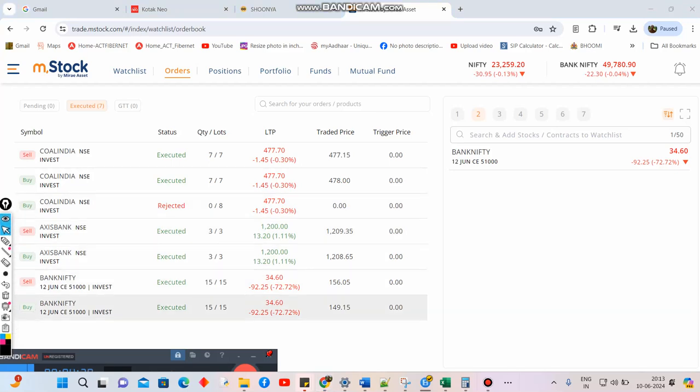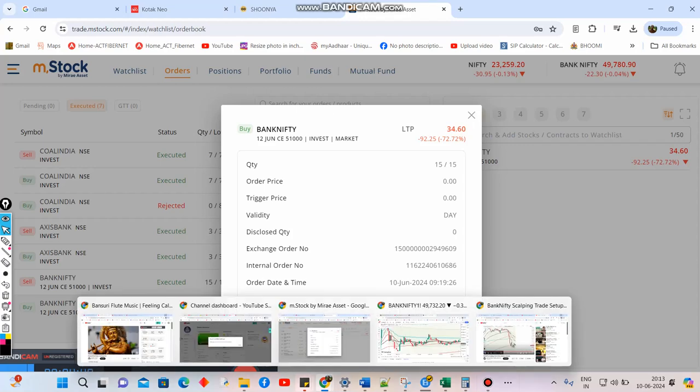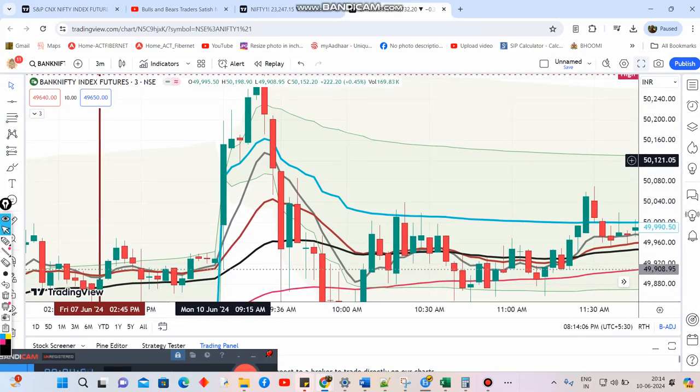So today I traded at 9:19:26. So I traded at 9:18, this is 9:18, closure of 9:18. This one, 9:19:26 here. I traded this candle. Actually, it came down. See, actually, I should have traded here only.